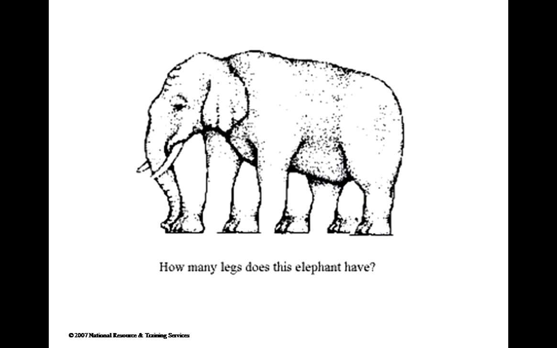To get started, let's go through a few simple exercises. Look at the picture in front of you and answer this question. How many legs does this elephant have? You'd be surprised at how many different answers people come up with. Anywhere from 4 to 6. Of course, the correct answer is the elephant has 4 legs. But if you look at the picture hard enough and long enough, you can see 5 and even 6 legs.